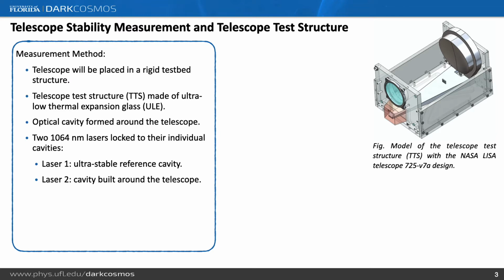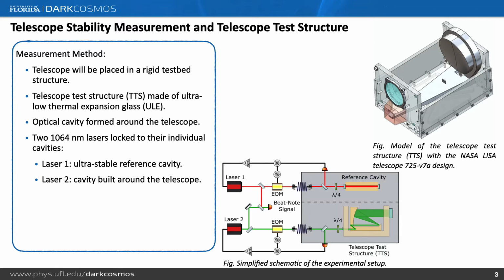The telescope picometer and micrometer length stability measurements will be performed by placing the telescope prototype in the rigid testbed made out of ultra-low thermal expansion glass. The figure on the top shows a model of the telescope test structure, or TTS, with the NASA telescope design placed inside. The test structure supports optical cavity mirrors, thus forming an optical cavity around the telescope. This cavity, together with a stable reference cavity, is placed inside the thermally controlled vacuum tank.